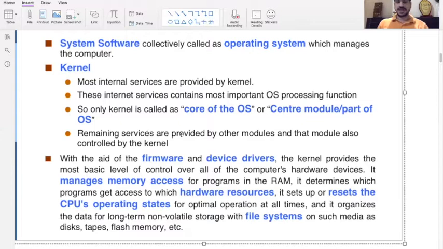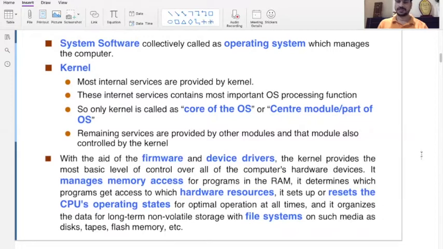Remaining services are provided by other modules, and those modules are also controlled by the kernel. Remaining services means, let's say we have purchased a new hardware, a scanner, and I want my system to be connected with the scanner. So I'll connect the scanner and try to install the device driver of the scanner.